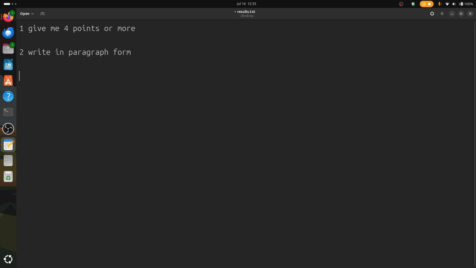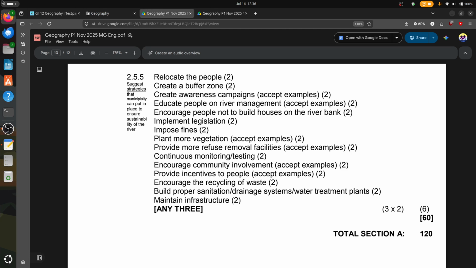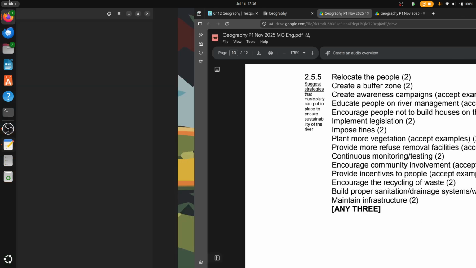Also, you might be confused because the memorandum basically looks like this. It's like point, point, but this is the memo. This is not how you're supposed to write your answers. You are supposed to write in paragraph form, unless the question does not ask for a paragraph.